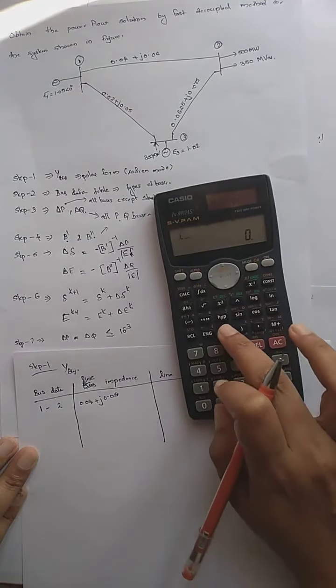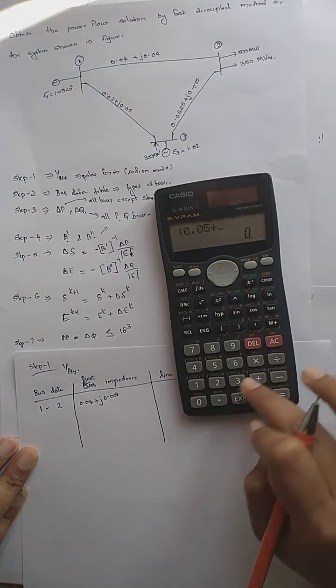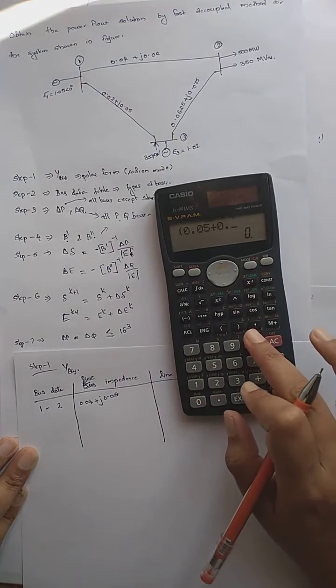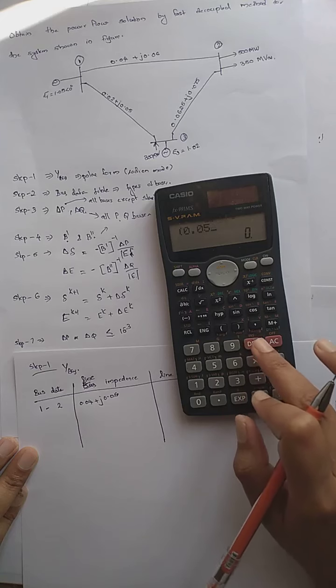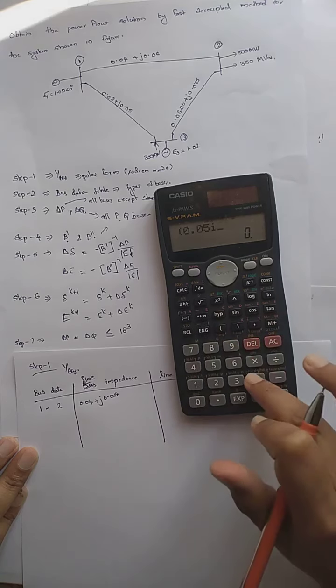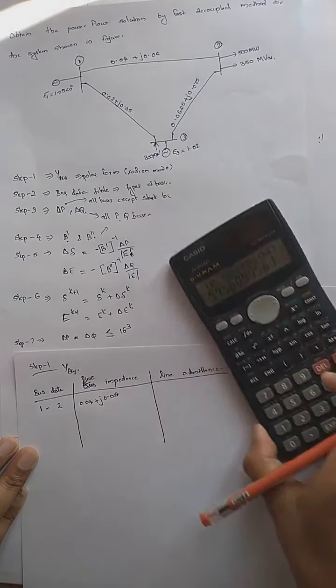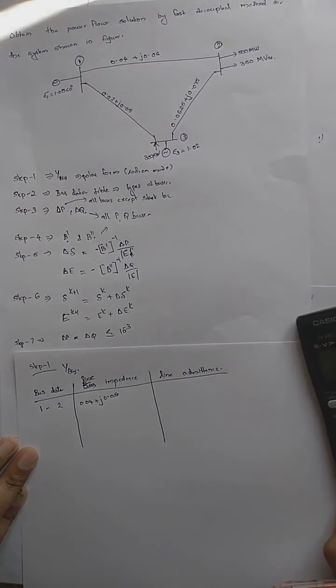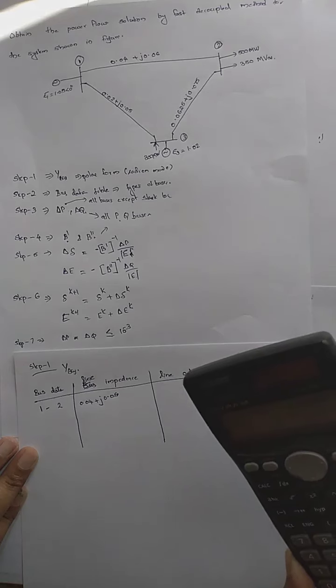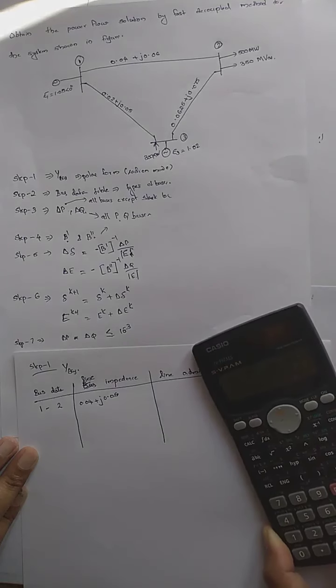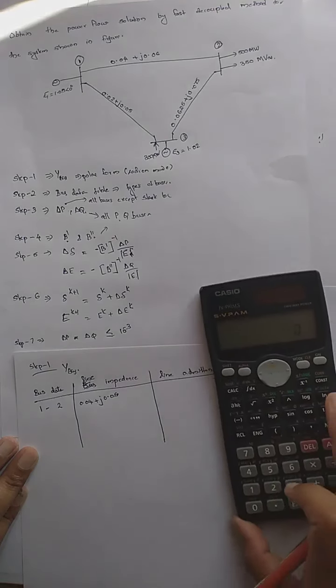That is 0.05 plus 0.05 j plus 0.04, that value equal to 9. Wait a minute, I'll do it.